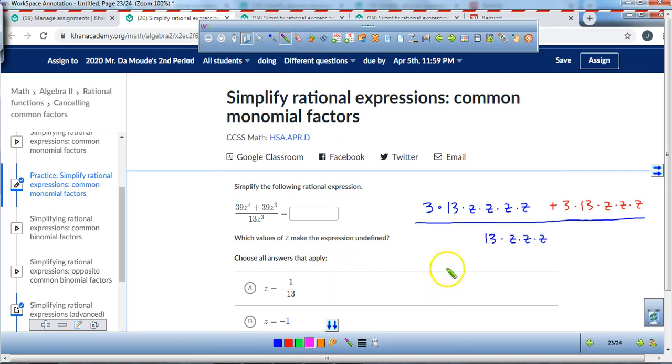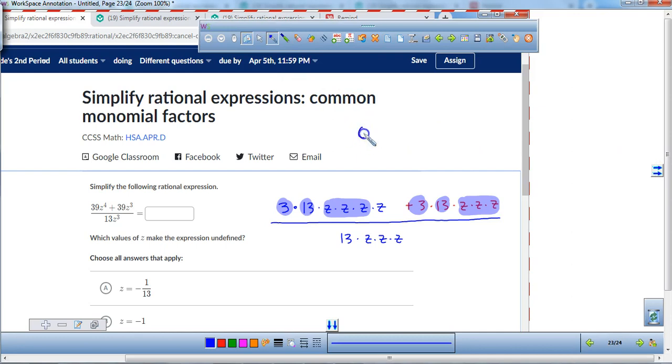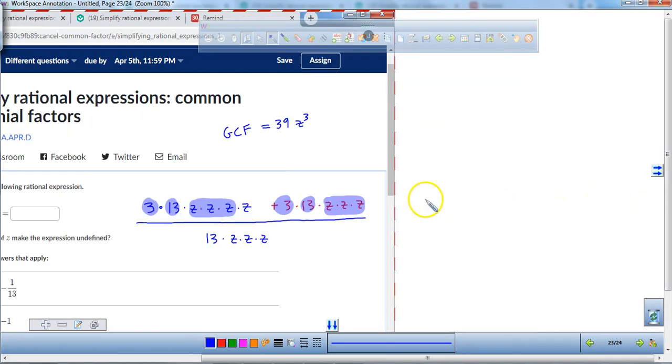So hopefully, let's look for some common factors here. This shares a 3, this shares a 3, this shares a 13, and a 13. I got a total of z cubed on this side and a z cubed on this side, which allows me to find what's known as my greatest common factor. My greatest common factor is literally 39z cubed in the numerator. Okay? So I'm going to factor out 39z cubed in the numerator, and the denominator I'm just going to leave as 13z cubed. So what do we have left? All I have left right here is a z.